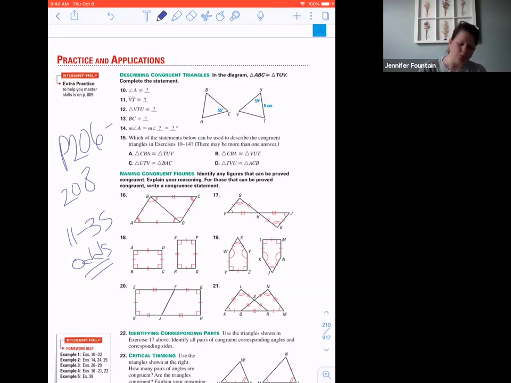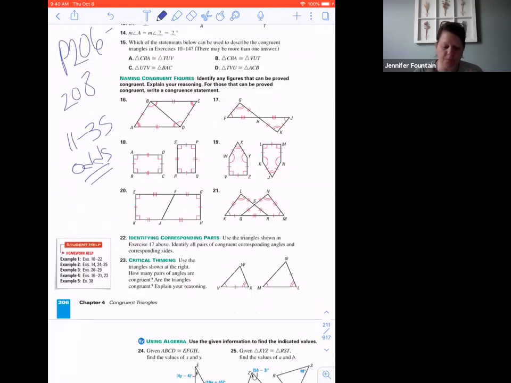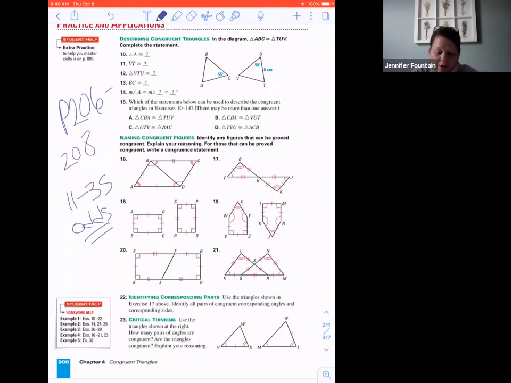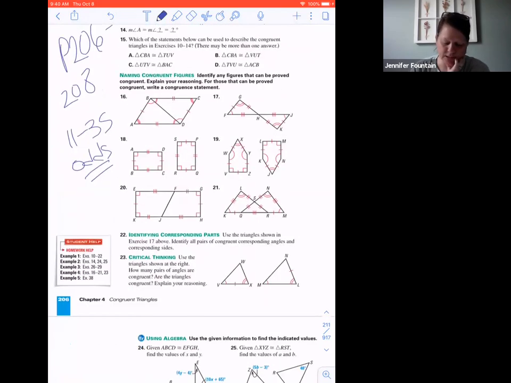So let's scoot through those a little bit and take a look. You can see here, the first section, we're looking at our triangles. We are looking at what our corresponding angles are. We've got to figure out what our missing angles and our missing sides are. Let's see, then congruent figures. You can see that we've got everything already labeled for us. So it says to identify which figures can be proved congruent. Explain your reasoning. For those that can be proved congruent, write a congruent statement.